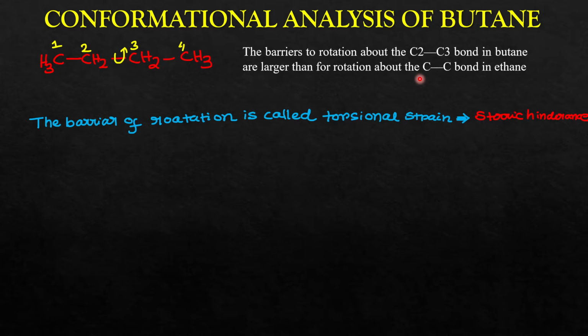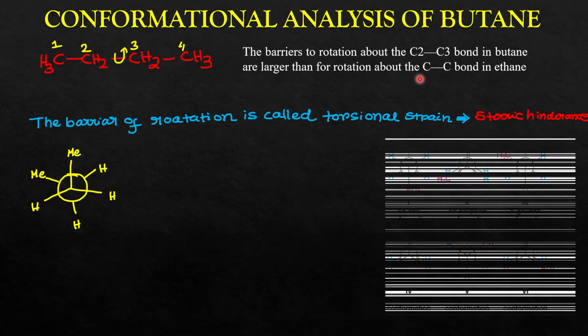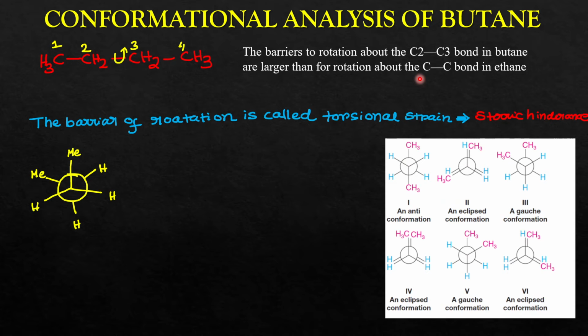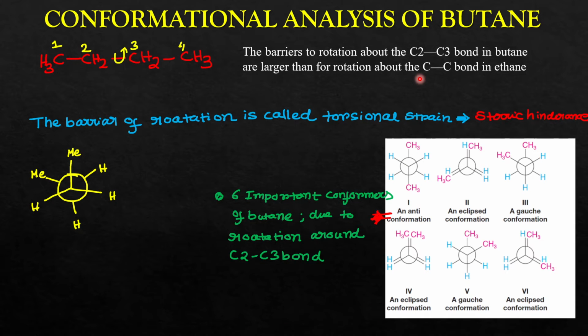This barrier of rotation, as I have told you, is basically called torsional strain or steric hindrance. This barrier comes basically from steric hindrance, that is the repulsion between the hydrogen atoms. You can see that these are the 6 important conformers that you see while there is a rotation along the C2-C3 bond in butane.